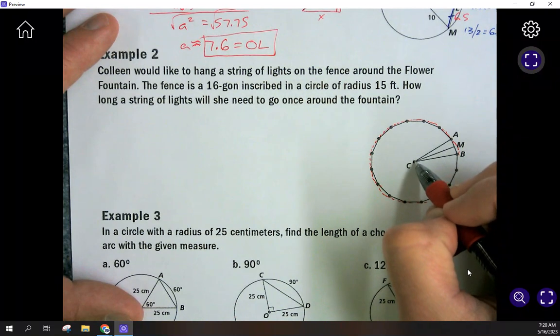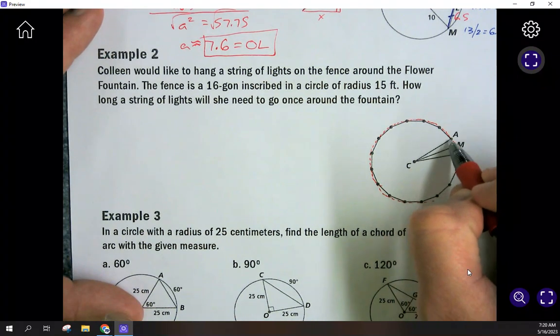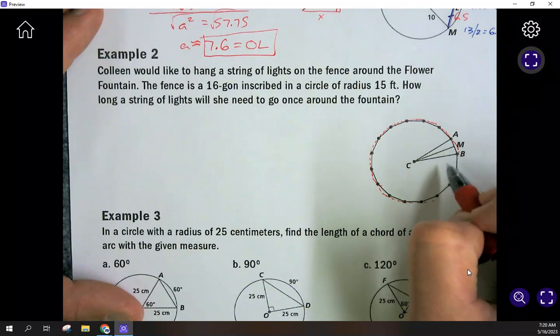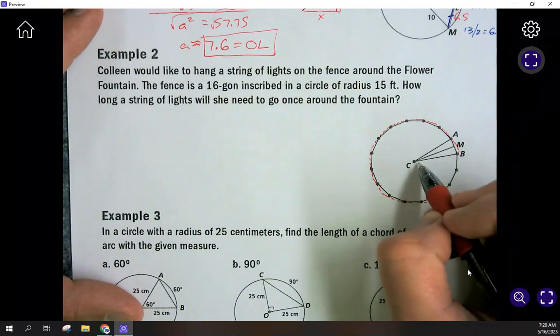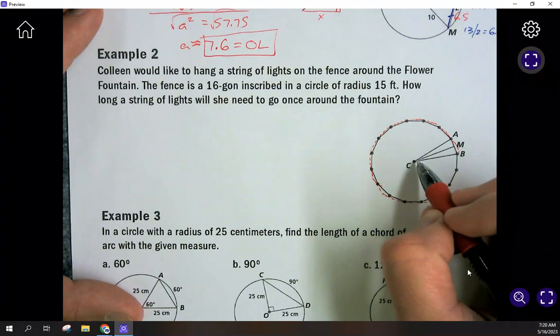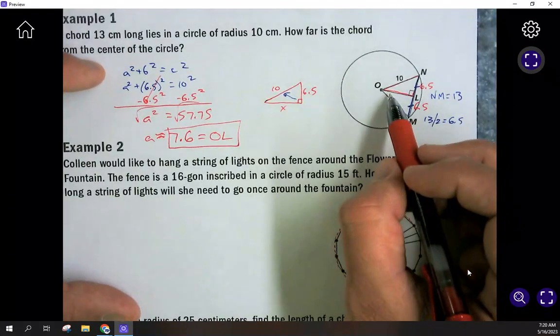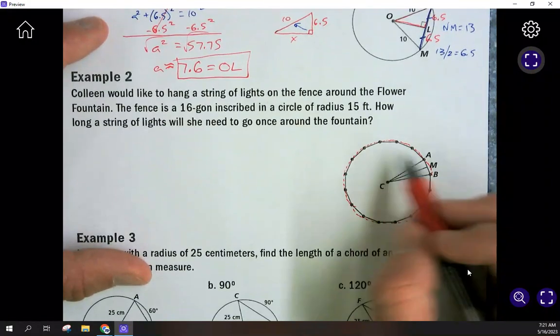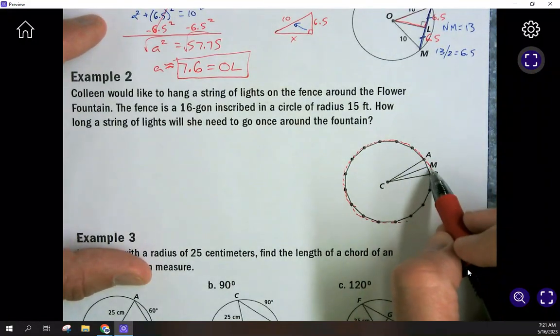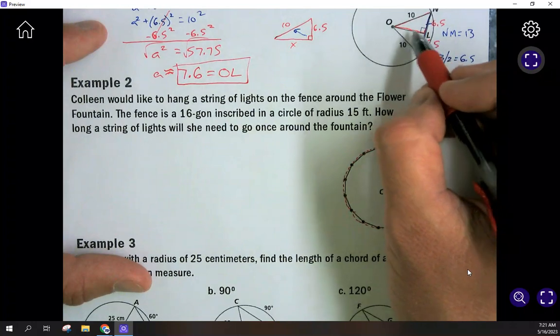Okay, so what we need to recognize here is this to here is the radius because it's hitting a vertex. This to B, that's the radius because it's hitting a vertex. But C to M is not going to be the equal length there. C to M is like O to L. But because we have 16 sides, it's very finite in how far it is from the edge of the circle, so it's not as obvious.